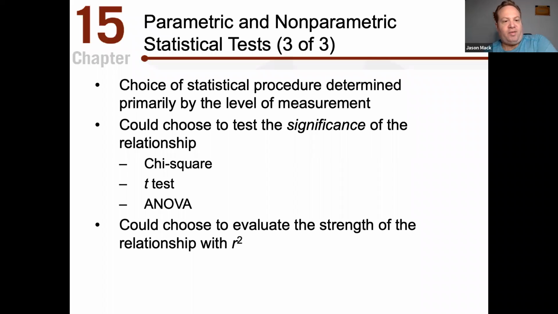Again, some more stuff. You have a choice of statistical procedure determined primarily by the level of measurement. You could choose to test the significance of the relationship, which would be your chi-square, your t-test, or your ANOVA. You could also choose to evaluate the strength of the relationship with R squared.